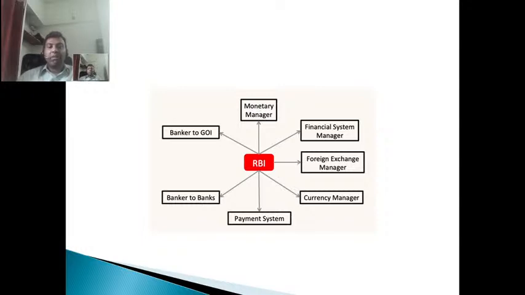The moment RBI reduces the interest rate, what will happen? Banks will be interested in getting money from RBI, because it's at a lower interest rate. If RBI is reducing the interest rate and banks are taking loans from RBI, then obviously banks will also reduce their interest rate. If banks reduce their interest rate, obviously people will be more interested to buy a car or start their own business, because there is a low interest rate. You get a call repeatedly saying the interest rate has become very low, do you want to take a car loan, do you want to take a home loan, something like that.